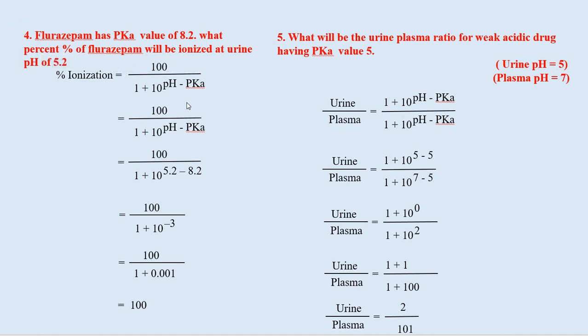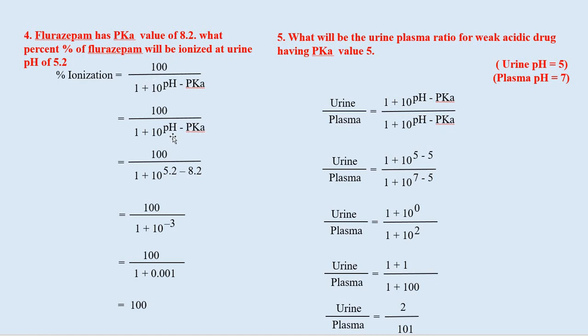First you divide flurazepam into the four categories, meaning in which category that drug is coming. Based on that pKa value, you get to know that flurazepam is a weak basic drug, because the pKa value is 8.2 and it comes under class 3, that is weak basic drug. So just put the values in the formulas. We know the different formulas for basic drugs, for percent ionization, for urine-plasma ratio, for pH. From that, you take the formula for weak basic drug.